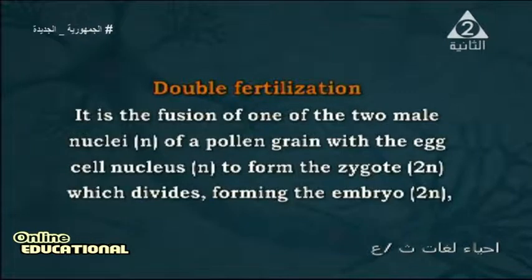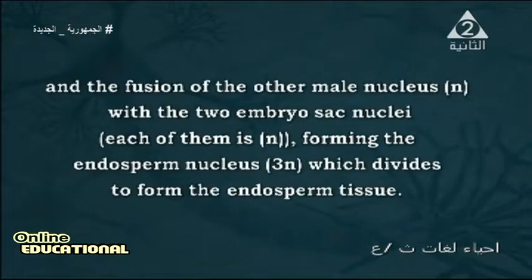What is double fertilization? Double fertilization is a type of fertilization in which one of the two male nuclei combines with the egg cell to form the zygote, which divides, forming the embryo. Okay, this is the double fertilization. And the fusion of the other male nucleus with two embryo sac nuclei, each of them is N, forms the endosperm nucleus, okay, which divides to form the endosperm tissue.